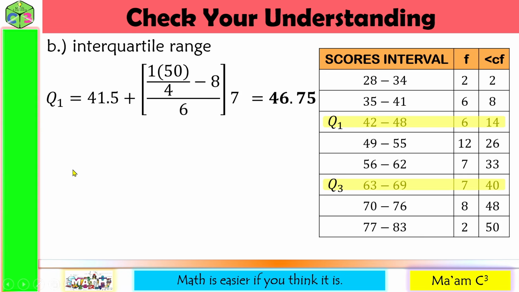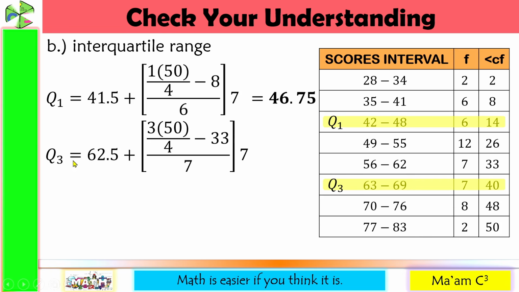Now, let us solve for the third quartile. So, where did 62.5 come from? It is the lower class boundary of the third quartile class. 63 minus 0.5 is 62.5. This is 3 because this is the third quartile class. And then 50 is the total frequency divided by the constant 4. Then 33, this is the less than cumulative frequency of the class previous to the third quartile class.